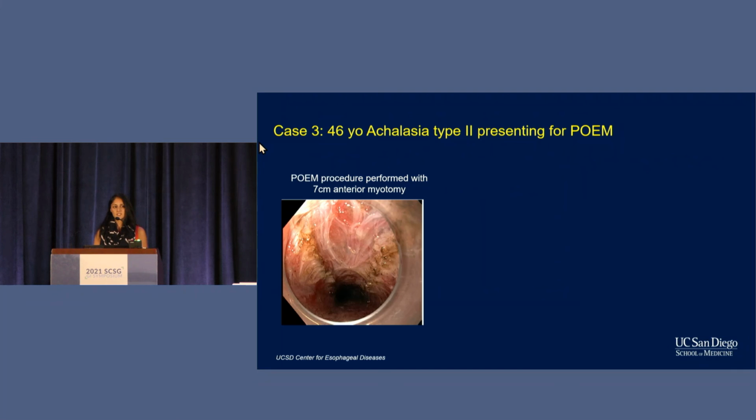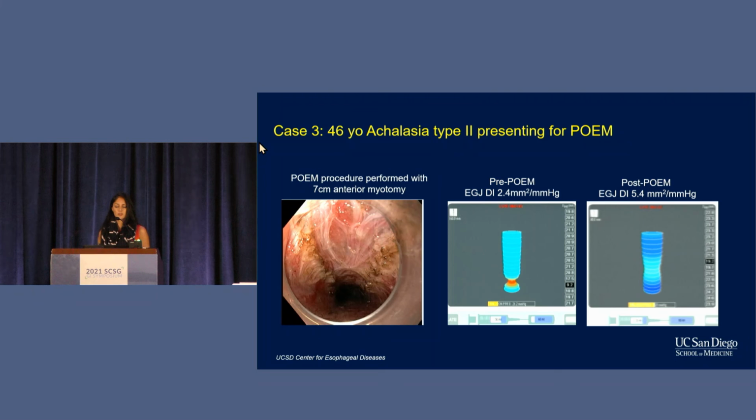She underwent a 7-centimeter anterior POEM with Dr. Femi, who's actually going to be speaking a little bit later today. And then our protocol is that before he closes the mucosotomy, we perform another FLIP, just to ensure that he's satisfied with the myotomy, he knows that it's complete. And this is what her post-POEM FLIP showed.